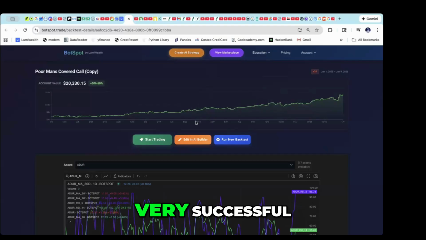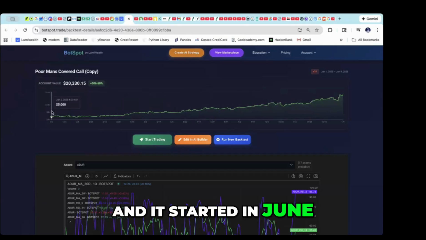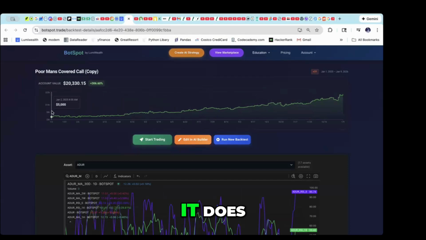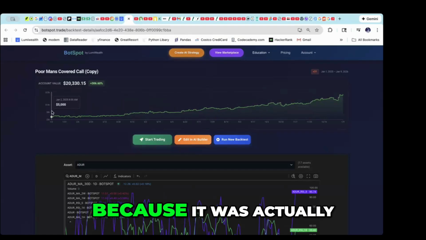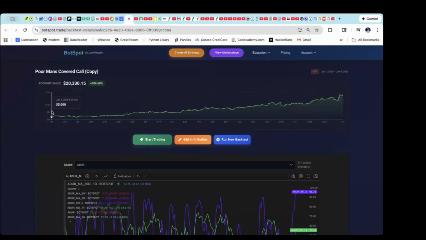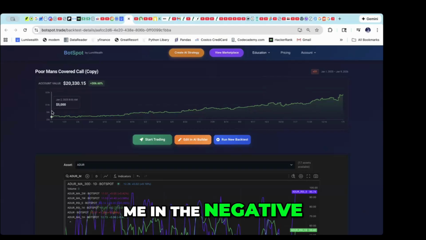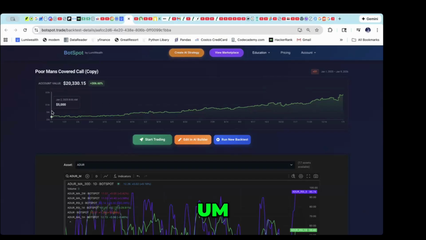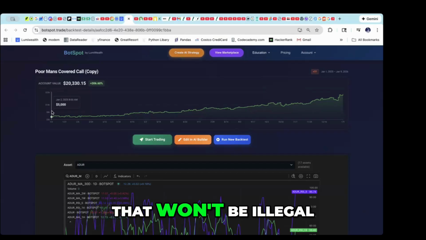But this was actually very successful, and this was with a $5,000 account, and it started in June. Oh, that's interesting too, because a five thousand dollar account limits a lot of your strategies actually. It does quite a bit, and that's the thing I had to go back to, because it was doing naked calls on there, and it was putting me in the negative. So I had to go back in there and perfect that too. That's why I was saying the AI actually helped me identify that stuff and take those extra steps out so I don't make those negative calls and don't go into the negative, stuff that won't be illegal.